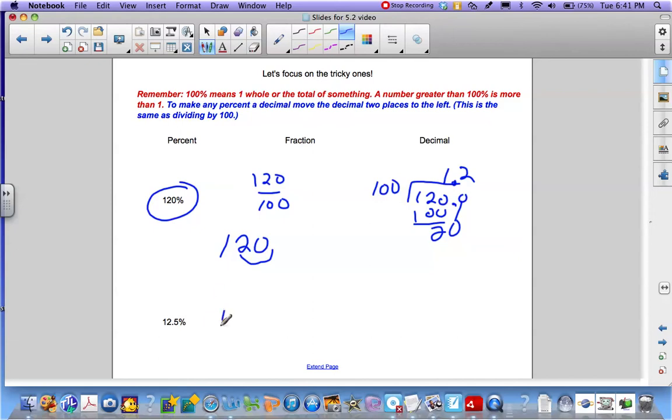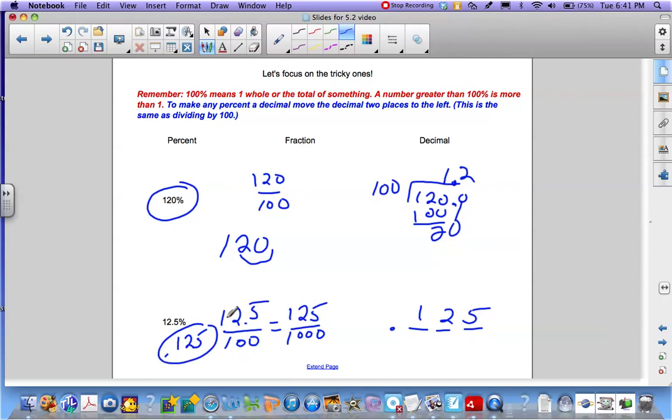Okay, 12.5% is 12.5 per 100. And again, I have that decimal in there, so I'm going to write an equivalent fraction with 1,000 as the denominator. 100 times 10 is 1,000. 12.5 times 10 is 125 thousandths. 0.125 is 125 thousandths, or I could have just moved the decimal 2 times to the left and dropped the percent sign. Okay, so percent means per 100. When you're writing percents as fractions and decimals, start out by writing it as a fraction, and then use your knowledge of fraction-decimal relationships to make a decimal.